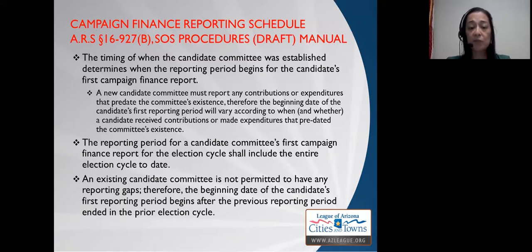And then the first report that they make always has to include the entire election cycle to date. So let's say that last year we had a big effort to go ahead and terminate all the committees by June 30th, and let's say a committee was formed in August of last year. Then the first report that was due in January this year, they should have reported all the way back to August, if that's when they actually started their campaign. So again, it's supposed to be cumulative and report everything. There really should be no gaps.